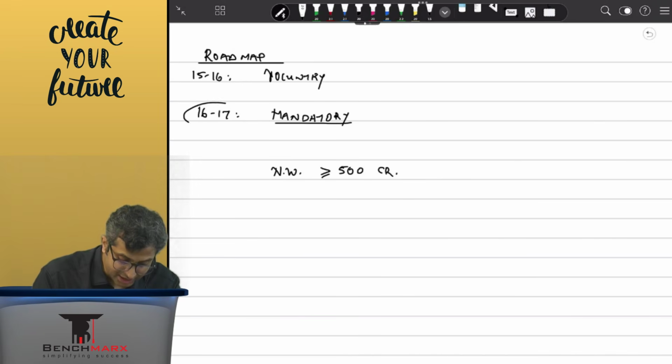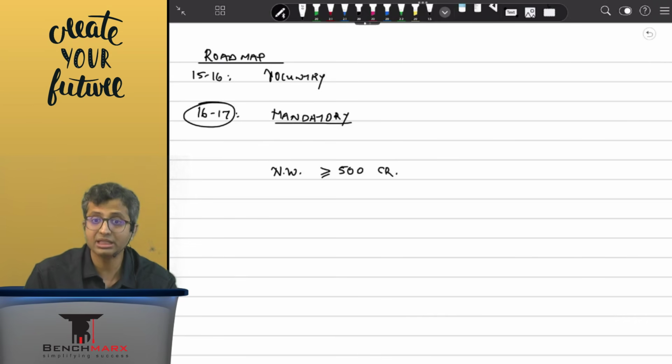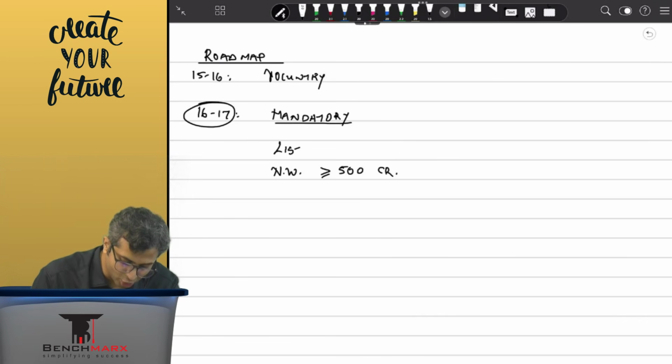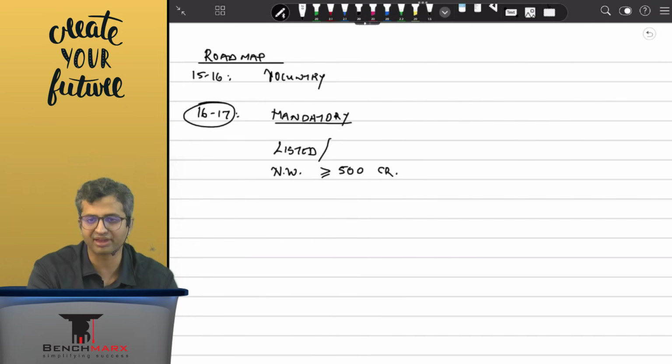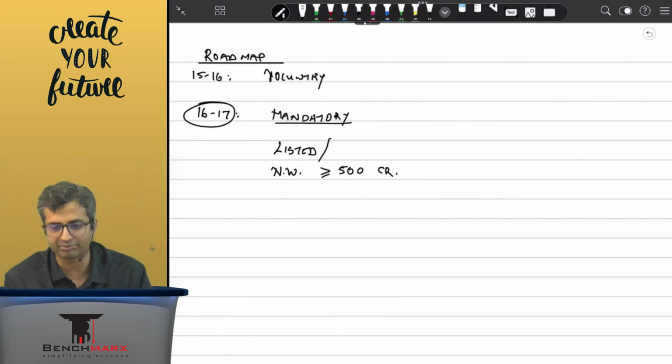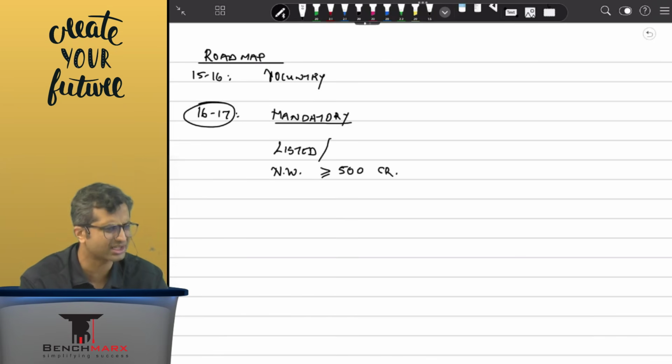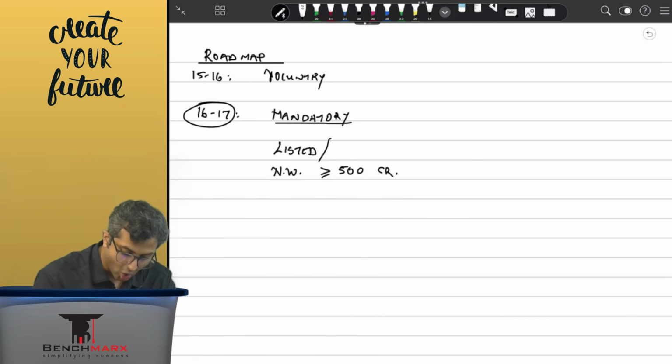In the first phase of 1617, this net worth limit was applicable both to listed companies and to unlisted companies. You understand what is meant by listed company? What is a listed company? A company which is listed on the exchange, whether in India or outside India. For example, when you are looking at a company like, let us say Reliance, Tata, are all of these listed companies? Yes. So this is a listed company, or companies which are in the process of listing.